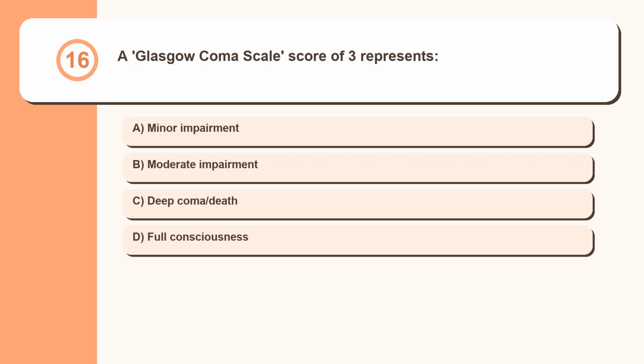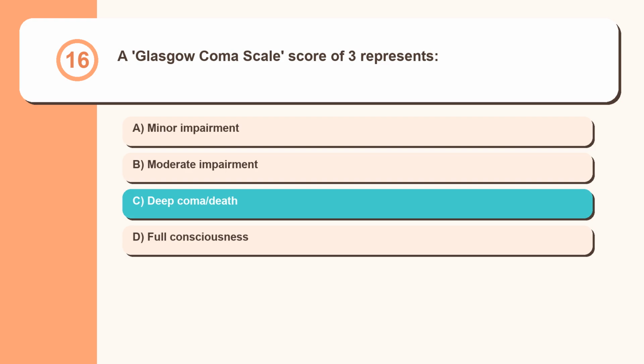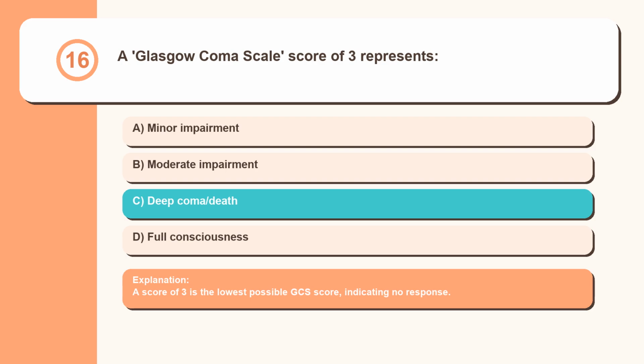Question 16. A Glasgow Coma Scale score of 3 represents minor impairment, moderate impairment, deep coma or death, or full consciousness. A score of 3 is the lowest possible GCS score, indicating no response.